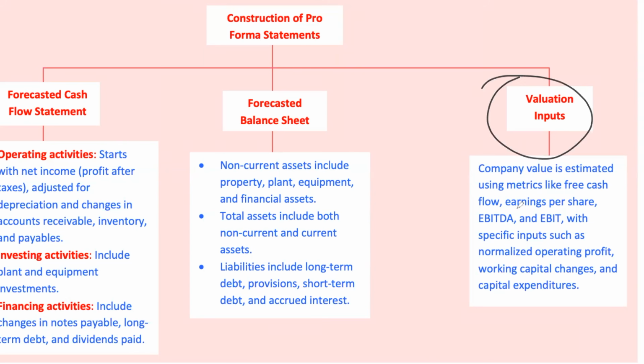Now, how do we put a value on the company? Several metrics come into play: free cash flow, earnings per share, EBITDA, or EBIT. The ultimate goal is to derive a discounted cash flow DCF value. For that, you need normalized operating profit, less taxes, add back depreciation, adjust for changes in working capital, and subtract capital expenditures. Voila, free cash flow to the firm, FCFF.